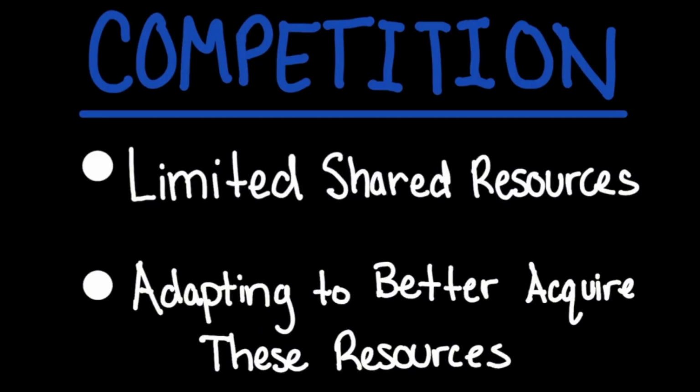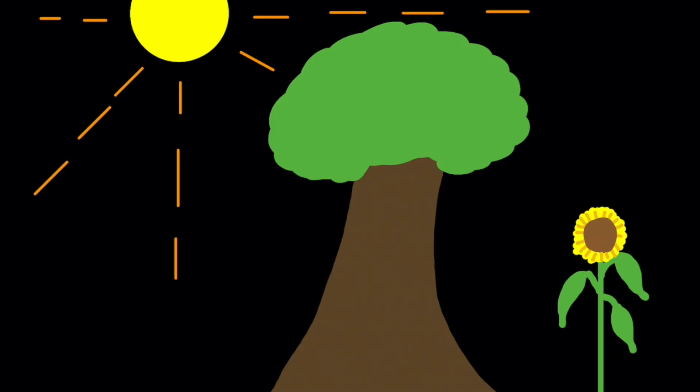Competition occurs when resources such as food, water, and space are scarce or being shared by multiple species. Competition is found everywhere in nature. For example, among plants, sunlight is a valuable resource. Plants that are able to grow taller and capture more sunlight will be able to outcompete other plants.